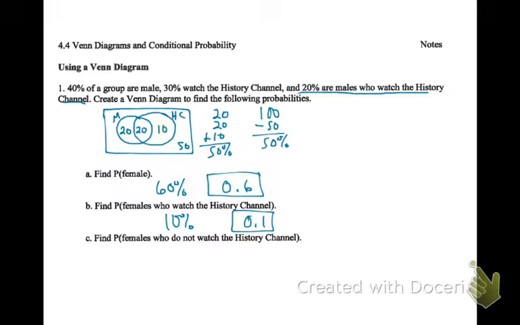So 0.1 is the probability that you have a female who watches the History Channel. Part C, find the probability of females who do not watch the History Channel. Well, that must be the complement, so that's going to be the 50%, or in other words, 0.5. Okay.